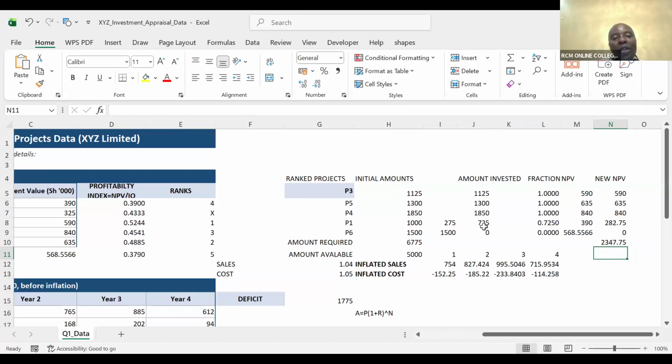So, ladies and gentlemen, I would want you to create time. This is a past paper question. I would want you to create time, and if possible, repeat this question alone from the very beginning. And you should be able to take less than 30 minutes doing this question.